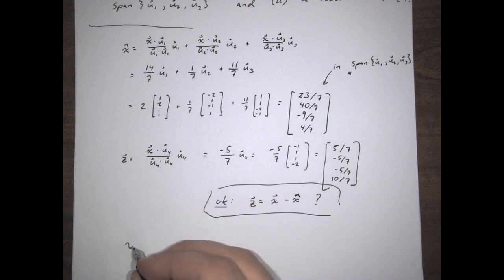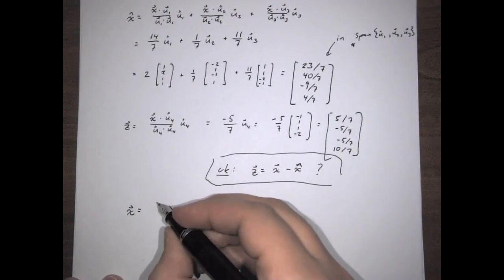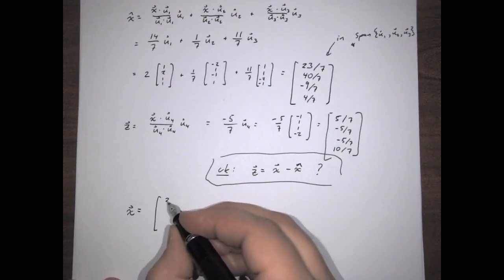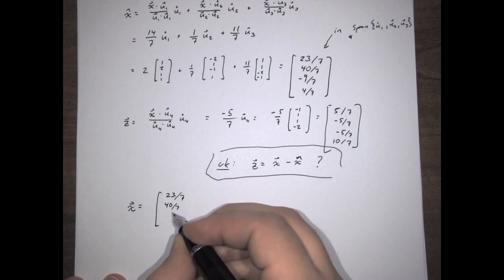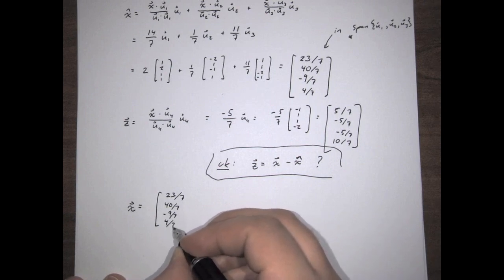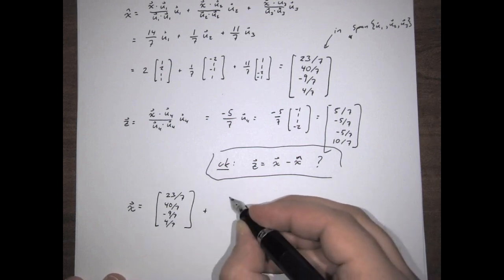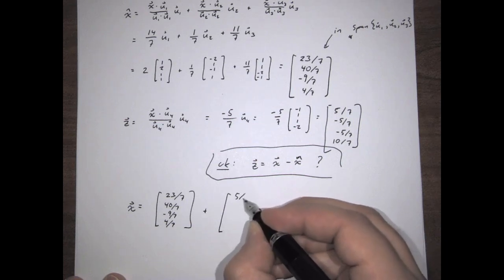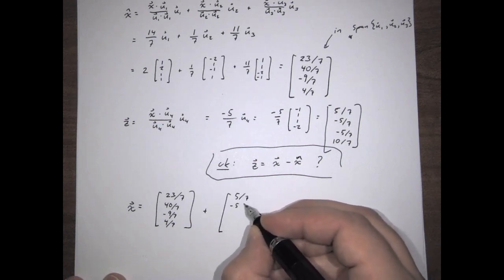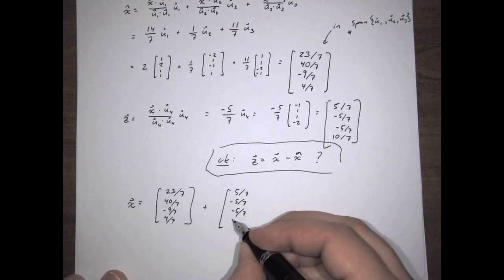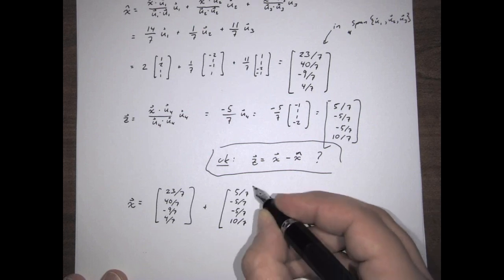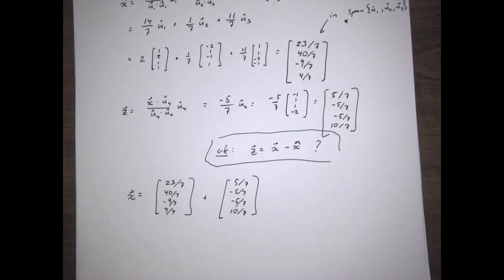Okay, so then x is equal to 23/7, 40/7, -9/7, and 4/7, plus 5/7, -5/7, -5/7, and 10/7. So there it is, decomposed into those two pieces.